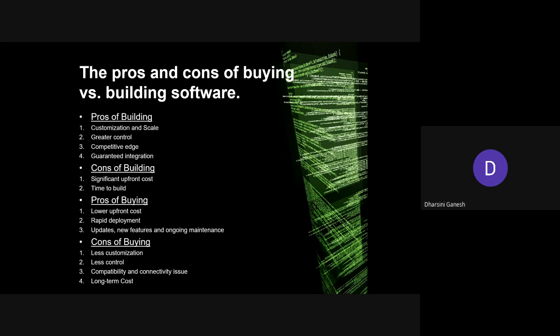Now, on the contrary, what are the pros of buying software? Lower upfront cost because the product is already built and readily available to purchase. Rapid deployment, quick deployment, it can be available in very little time. Any updates, new features, or ongoing maintenance will be taken care of by the vendor. What are the disadvantages of this? Less customization because the product comes pre-developed. Less control over the features. Compatibility and connectivity might be an issue and unknown. There can be long-term or surprising costs.